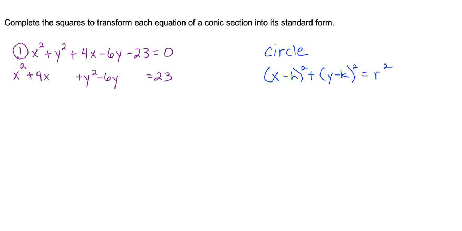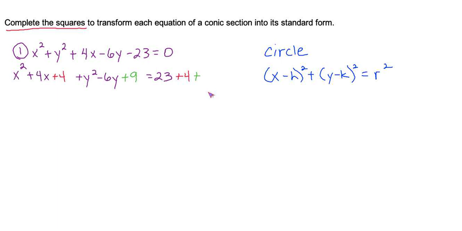So now I'm going to complete the square. To complete the square, we want to make this a perfect square trinomial. I'm going to take half of 4 and then square it. Half of 4 is 2. 2 squared is 4. And if I add 4 to the left, I have to add 4 to the right. Next, I'm going to complete the square on this part. Half of negative 6 is negative 3, and negative 3 squared is 9. So I'm going to add 9.